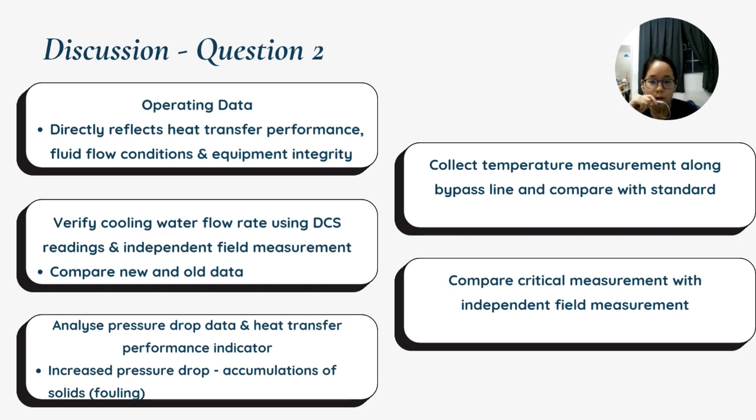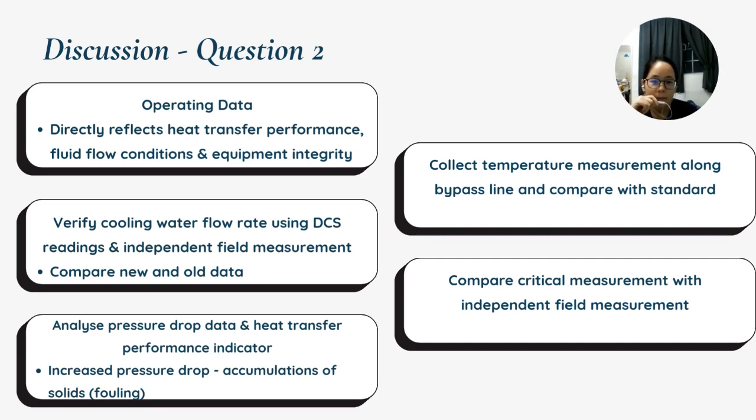Next is to analyze pressure drop data and heat transfer performance indicator, because an increase in the pressure drop indicates the accumulation of solids, also known as fouling and scaling. Next is to collect temperature measurements along the bypass line and compare with the standard, because an abnormally high or abnormally low temperature indicates that there is a malfunction in that part of the bypass line.